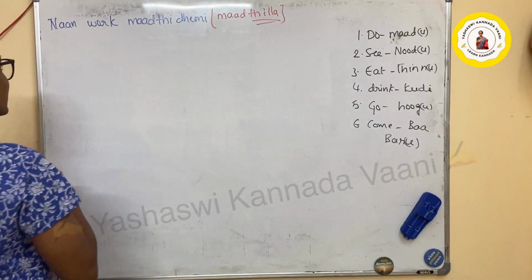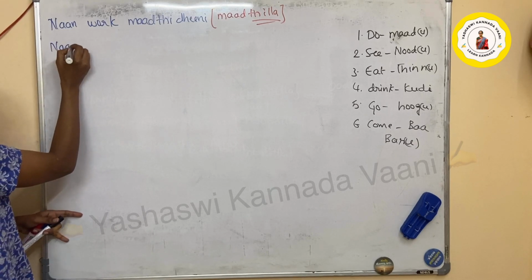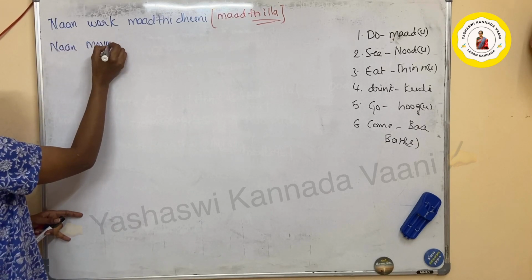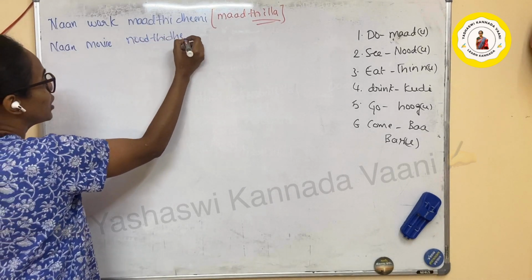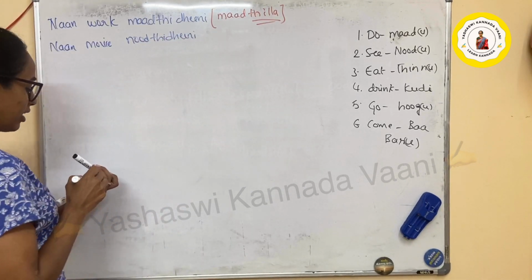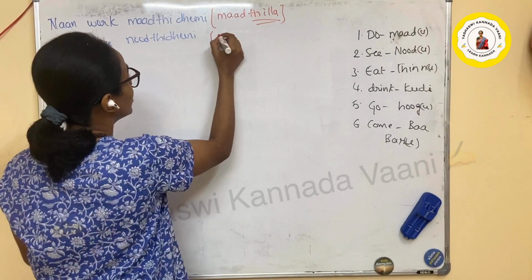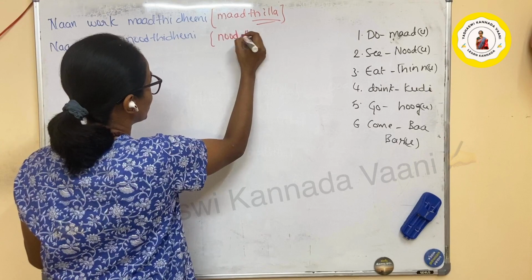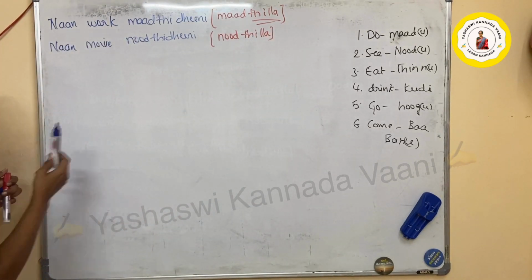The next one is see. I am watching movie. Nan movie ನೋಡ್ತಿದ್ದೀನಿ. Perfect. I am watching movie. The negative of it will be nan movie ನೋಡ್ತಿಲ್ಲ. I am not watching movie. Nan movie ನೋಡ್ತಿಲ್ಲ.